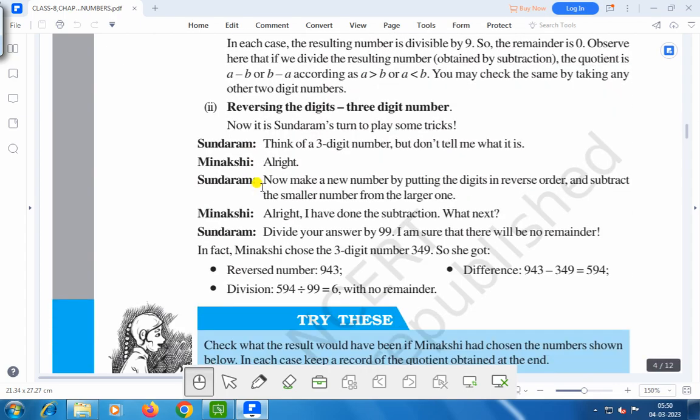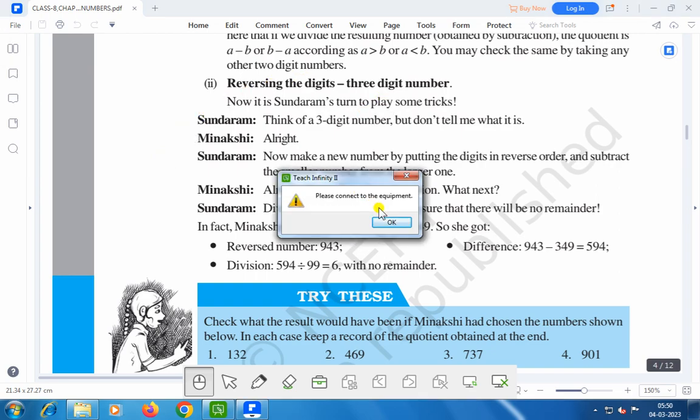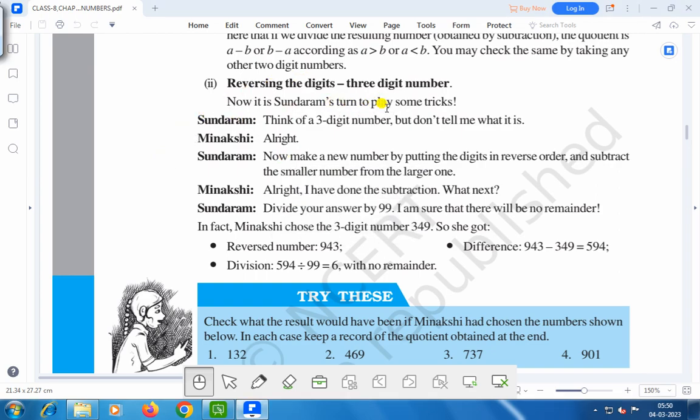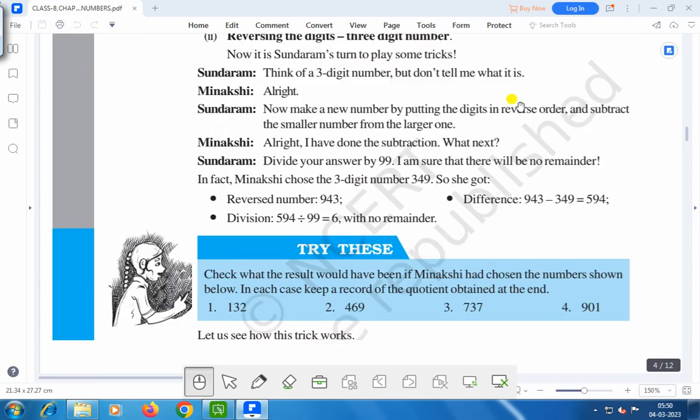Reversing the digits of a three-digit number. Now it is Sundaram's turn to play some tricks.